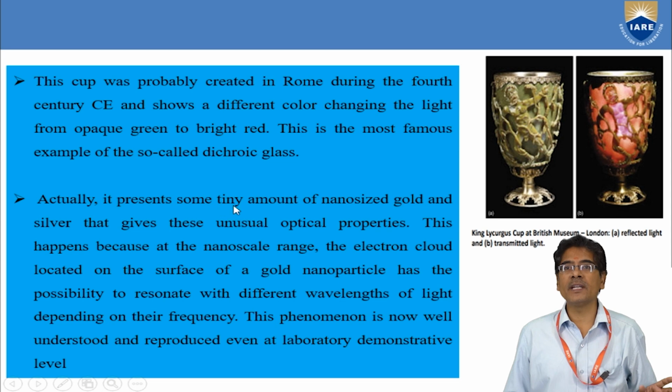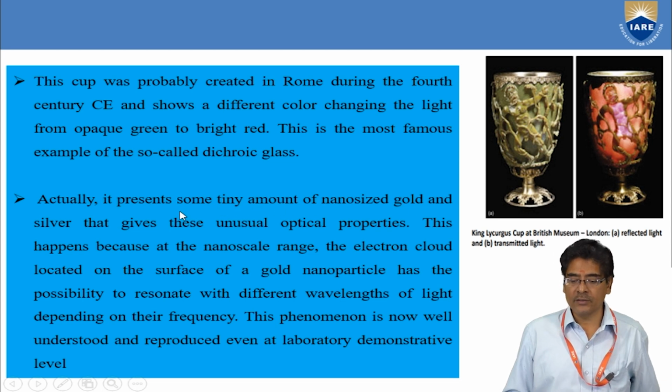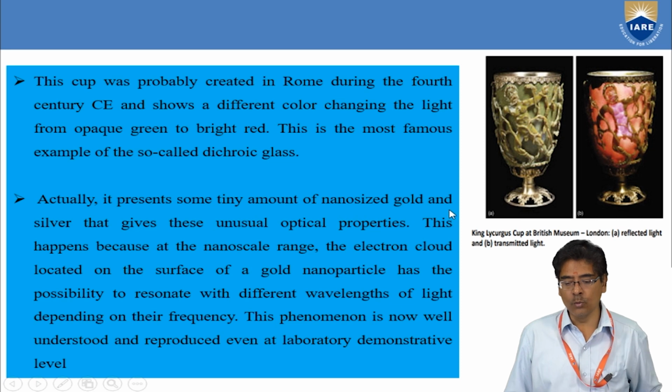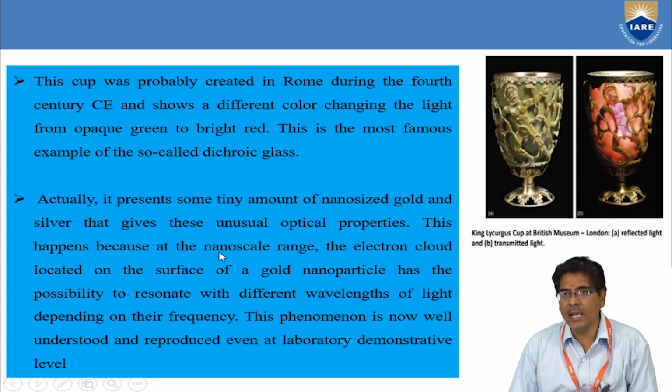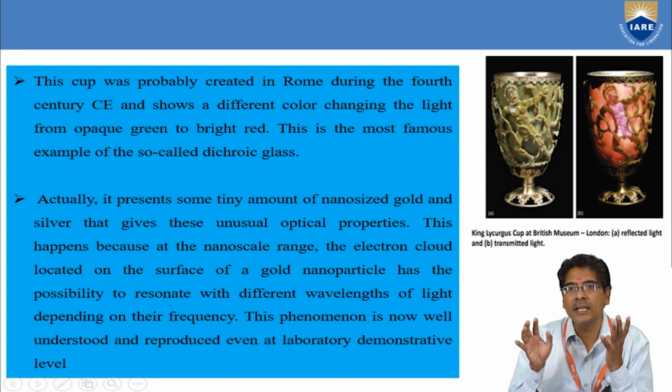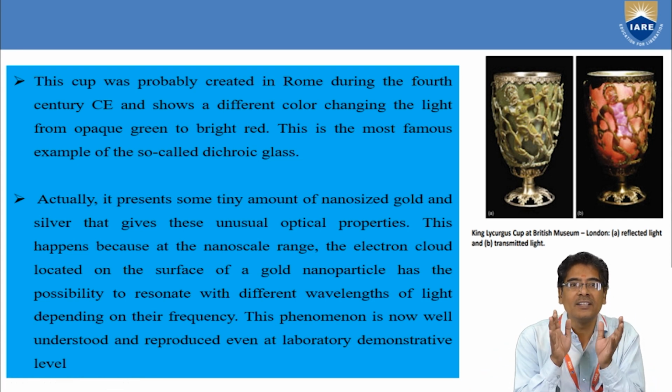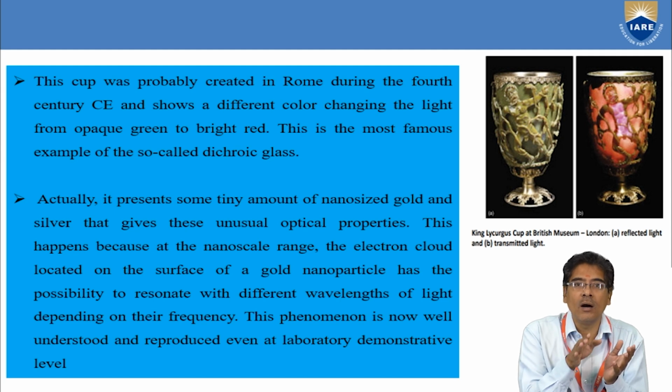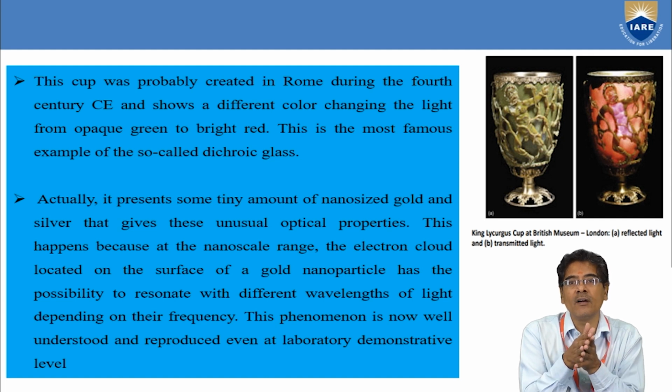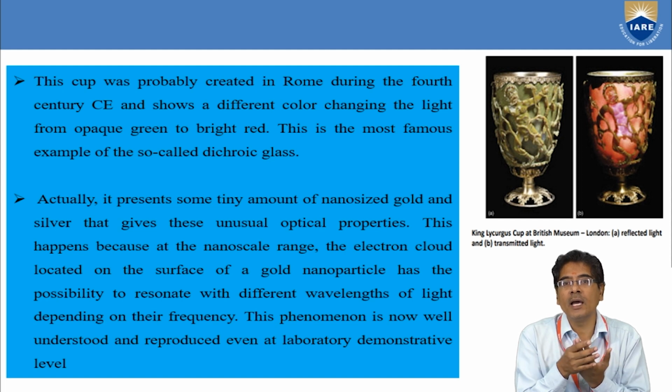It represents a tiny amount of nano-sized gold and silver that gives these unusual optical properties. This happens because at the nanoscale range, the electron cloud located on the surface of the gold nanoparticle has the possibility to resonate with different wavelengths of light depending upon the frequency and amplitude, right? So this phenomenon is well understood.